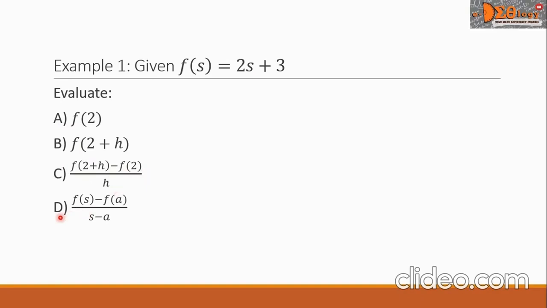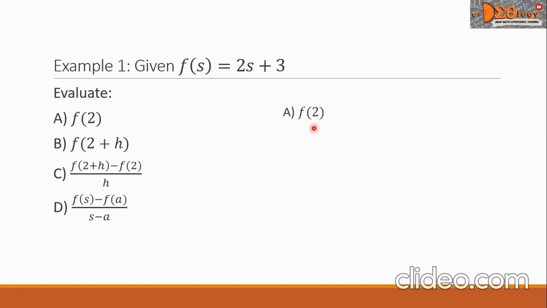Letter d, another fraction whose numerator is the difference f of s minus f of a, all over s minus a. Let's begin with letter a. Let us evaluate f of 2.